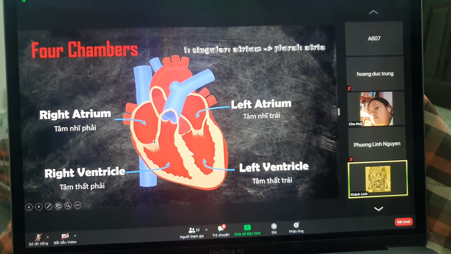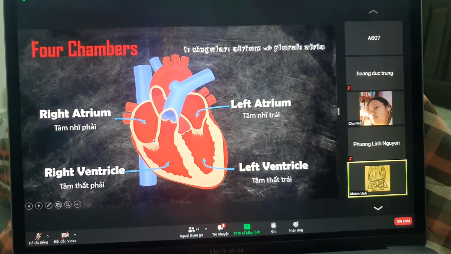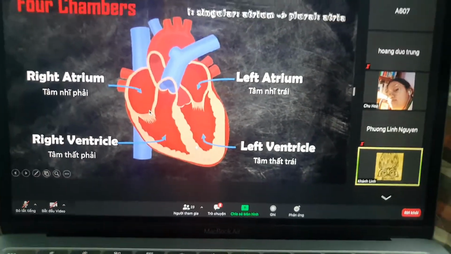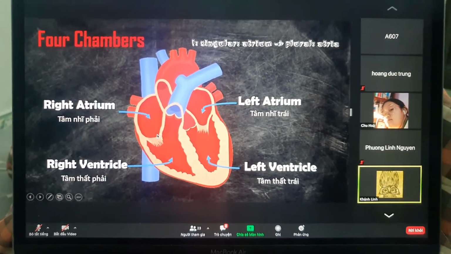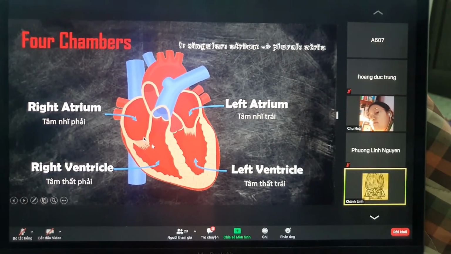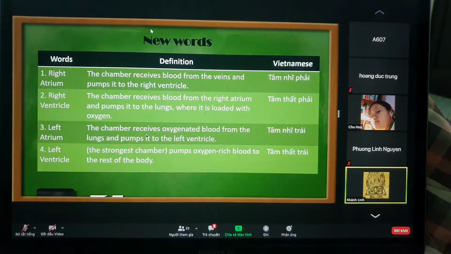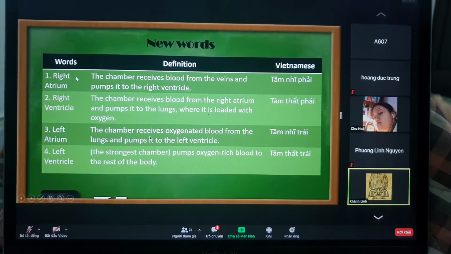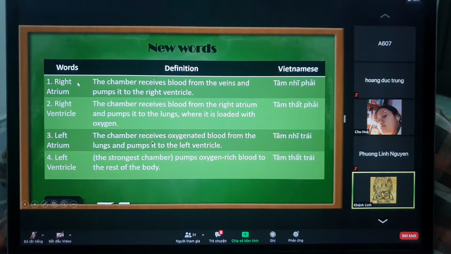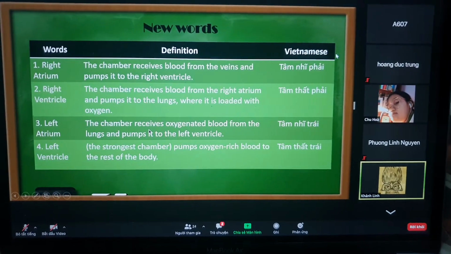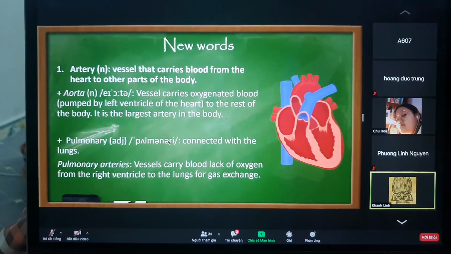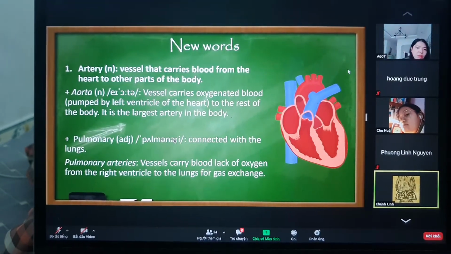In the left ventricle, you see the muscle here? It's harder and thicker than the other chambers. This is the definition of 4 chambers. You should take a photo here to learn. And next, we will come to the vessels.